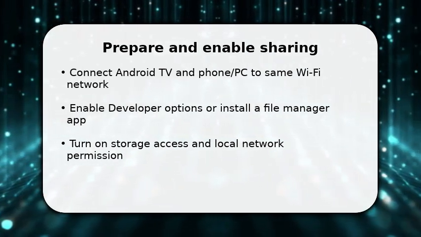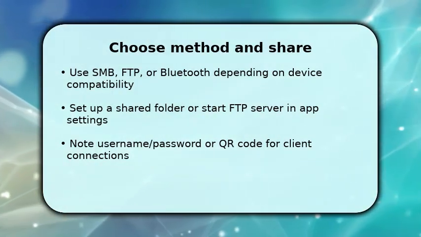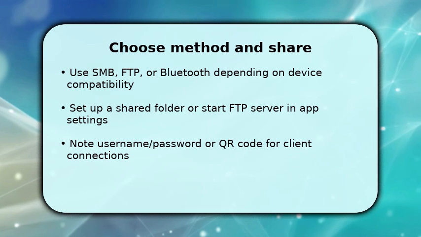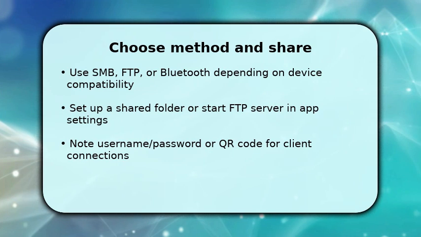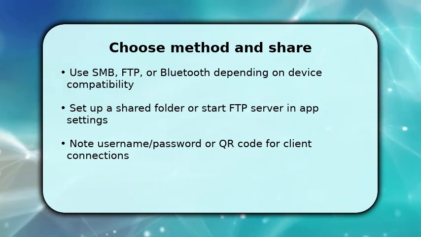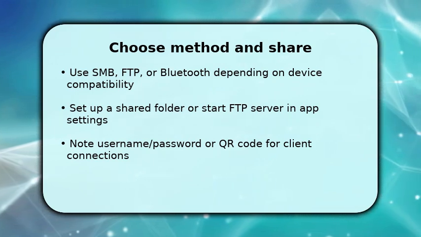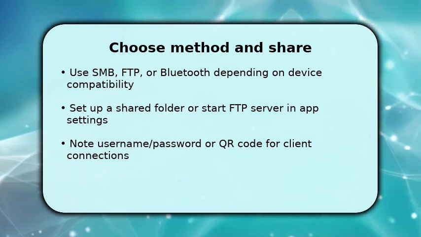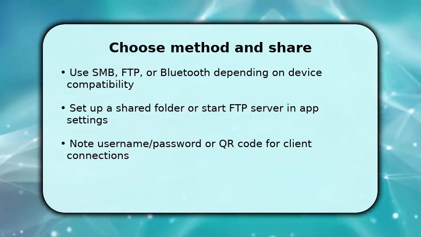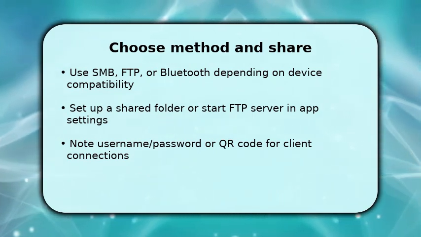You'll now choose a sharing method based on the other device. Use SMB for Windows/Mac OS, FTP for broad compatibility, or Bluetooth for small transfers. Open the file manager's network or sharing settings and create a shared folder or start an FTP server. This exposes the files over your LAN. Make sure to set a simple username and strong password, or generate a QR code if the app supports it, so the client can connect quickly. Once active, check the server address.